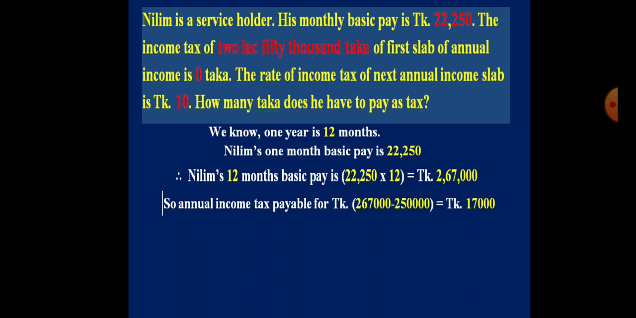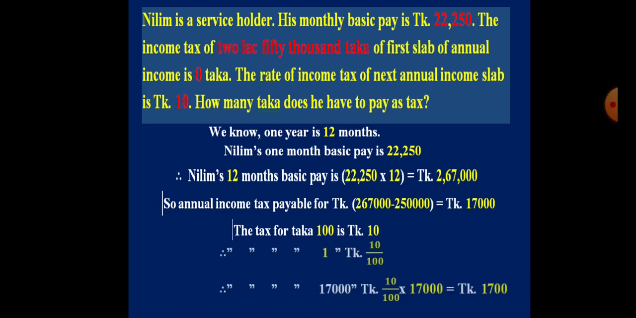And the tax rate is taka 10. That means for taka 100 there is a tax of taka 10, and what you need to find is, for taka 17,000, what is the tax? For taka 1 there is a tax of 10 over 100, and for taka 17,000 there is a tax of taka 1700. That's so simple. Okay, the problem ends here.